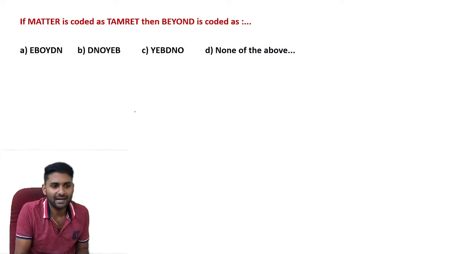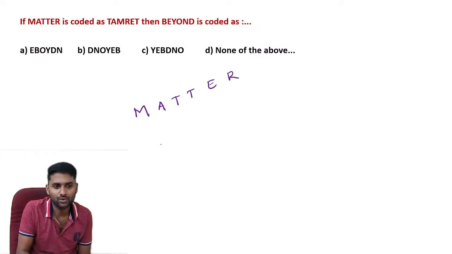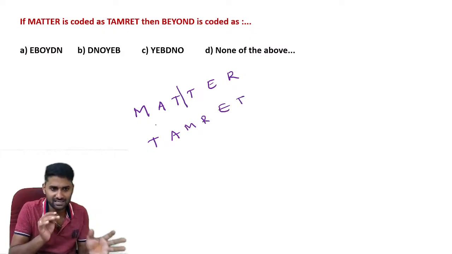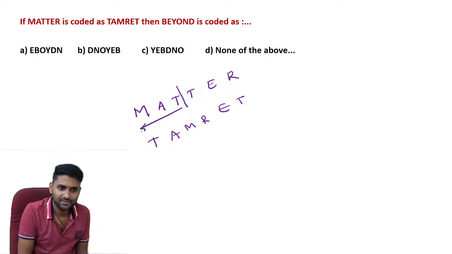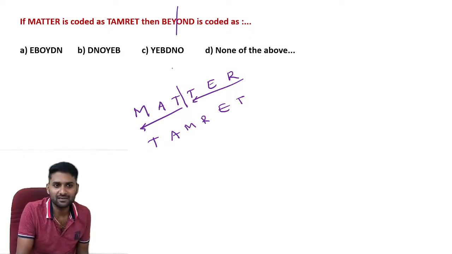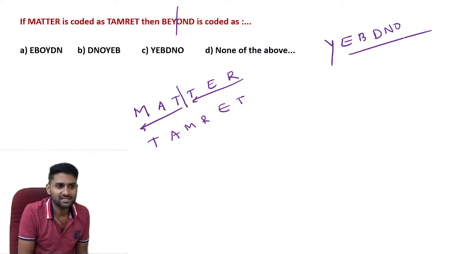Let's go through this question. Matter is coded as TAMRET. If you observe, guys, they divided the entire six-letter word into three letters and three letters, and they reversed each part. If you reverse it, it becomes TAM. If you reverse it, it becomes RET. In the same way, split beyond as BEY and OND. If you reverse it, your answer is YEBDNO. So check the option here: YEBDNO. C is the correct answer.